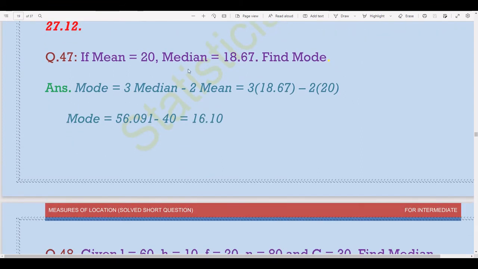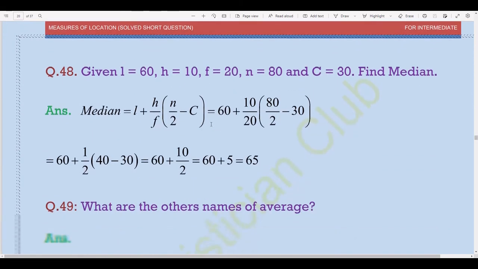If mean is equal to 20, median is equal to 18.67, find mode. By the empirical relation, which we solved in a previous example in the same video, mode is equal to 3 median minus 2 mean. 3 times 18.67 minus 2 times 20. By multiplying this, 56.01 minus 40, 16.01. This is the mode.